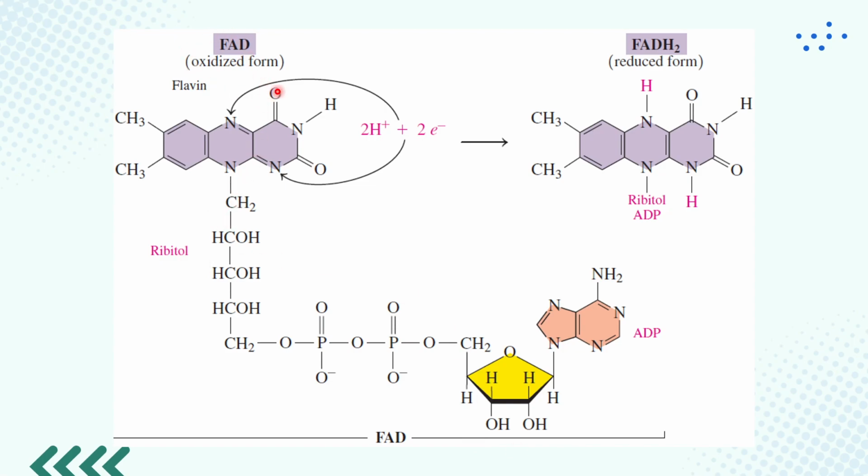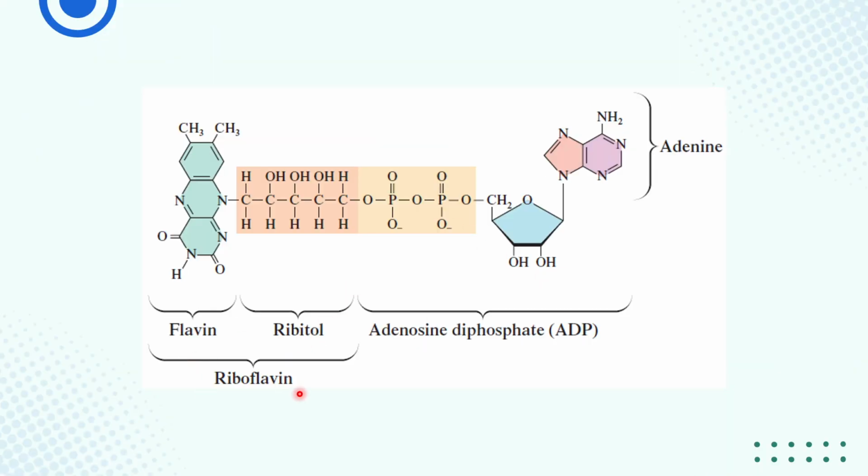FAD is in your oxidized form, FADH2 kung na-reduce na siya. And in the structure of your FAD, andun pa rin po yung ating adenosine, but what is added in your adenosine is your riboflavin. So this is your ribitol na portion bound to your second phosphate group and your flavin. So they are collectively called as your riboflavin, and riboflavin is your vitamin B2.